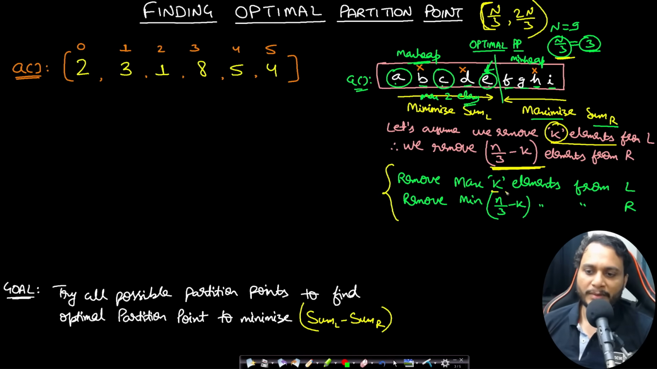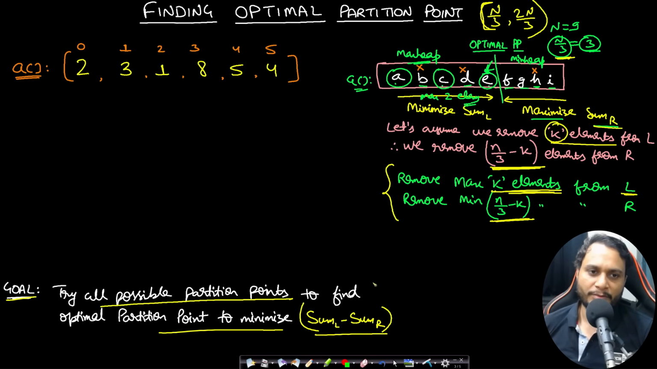So remove the maximum k elements from the left array, and you know how many to remove because you know what is n by 3 count and how many elements are there on the left side. So if you take the difference, you will know how many elements to remove from the left side. So remove the maximum k elements from the left side because you want to minimize the left sum, and simply remove the minimum n by 3 minus k elements from the right side because you want to maximize the sum on the right hand side. Okay, so I think the goal is clear that we will be trying all possible partition points to find the optimal partition point to minimize the sum on the left minus sum on the right.